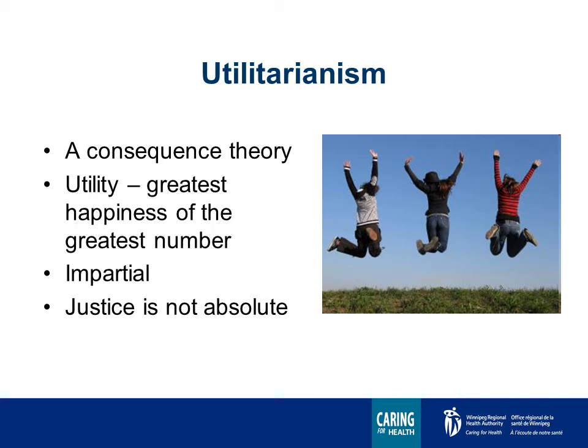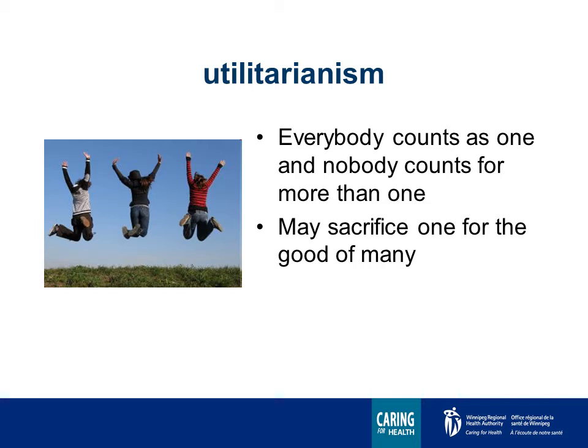The other thing to know about utilitarianism and consequentialist theories in general is that justice, or the right thing, is not absolute. A given choice may not always be right. Sometimes it might be right to tell a lie, for example, if it'll make people happy and not hurt anyone. Other times, lying would be judged to be wrong. For the utilitarian, everybody counts as one and nobody counts for more than one.